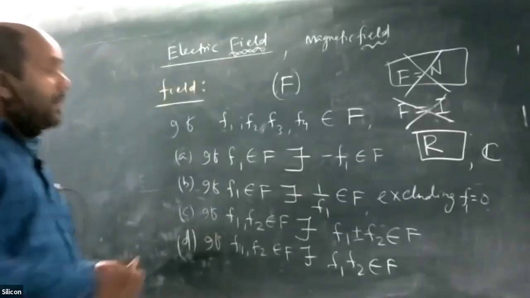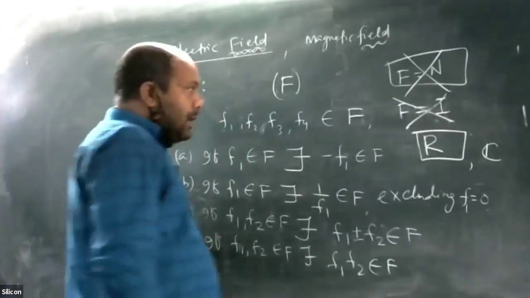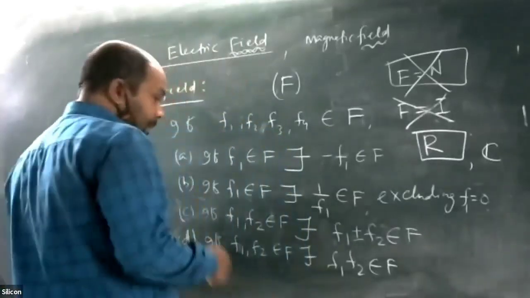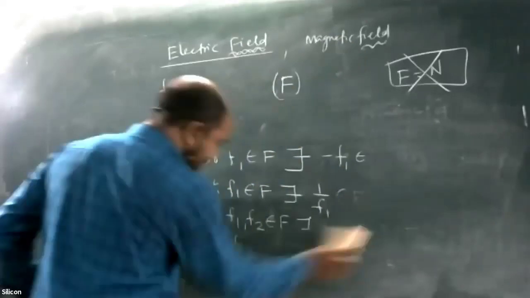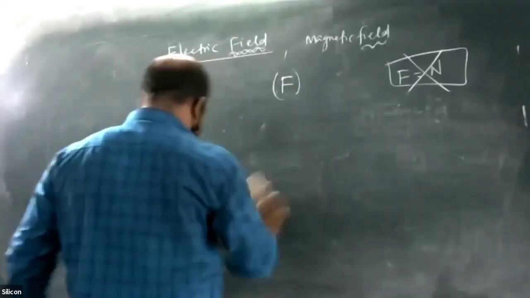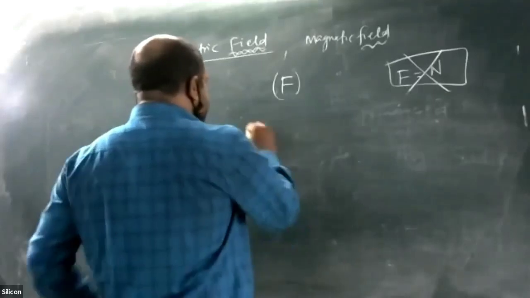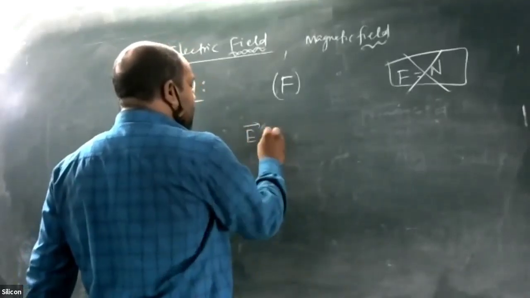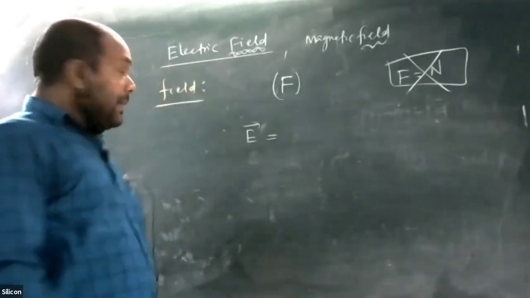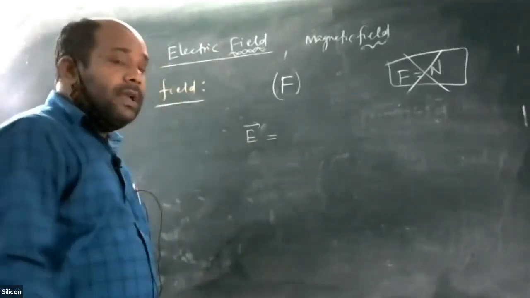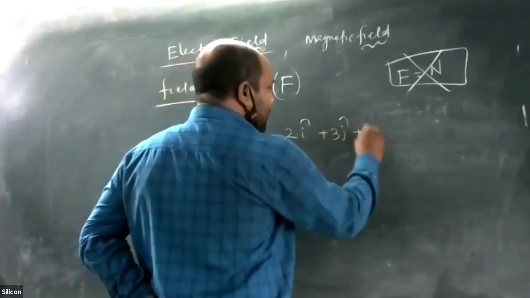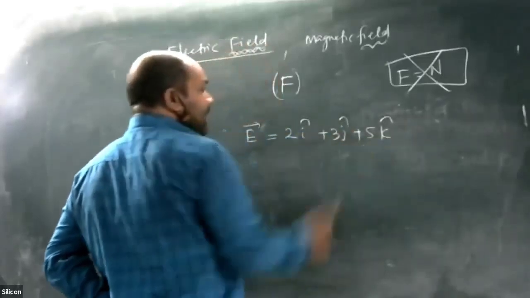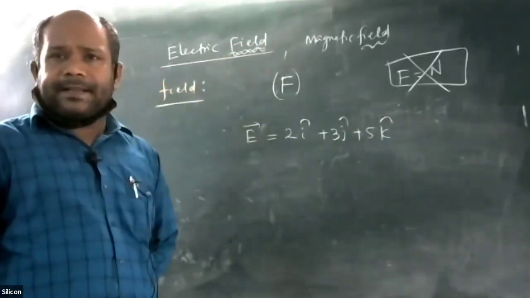Okay. Basically, whenever I am writing electric field or magnetic field, let's say, tell me any one example. Anyone can say a mathematical example of an electric field. Can I write this as 2i cap plus 3j cap plus 5k cap. This i cap, j cap, k cap are the unit vectors along x-axis, y-axis and z-axis respectively.